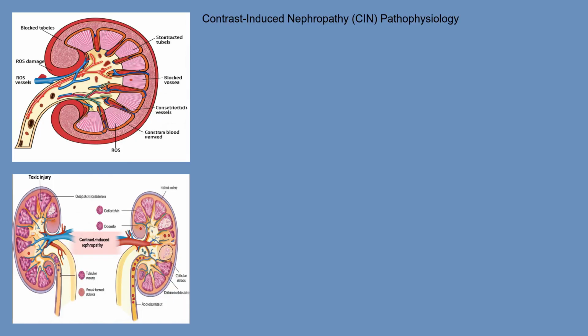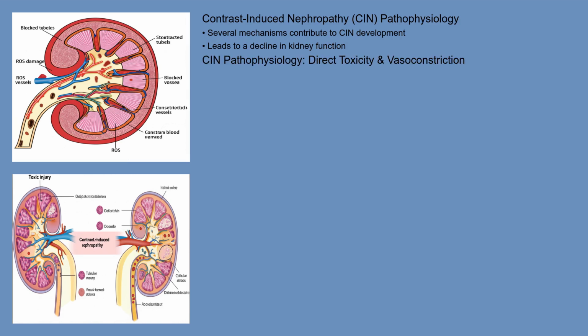Let's delve into the pathophysiology, or how CN develops. Several mechanisms are believed to be at play. Firstly, contrast media can cause direct toxic effects on the kidney cells, particularly in the renal tubules. Secondly, contrast media can lead to renal vasoconstriction, reducing blood flow to the kidneys and causing ischemia. Thirdly, contrast media can increase the production of reactive oxygen species, leading to oxidative stress and cellular damage. Finally, contrast media can increase the viscosity of the tubular fluid, leading to tubular obstruction. All of these factors contribute to a decline in kidney function.